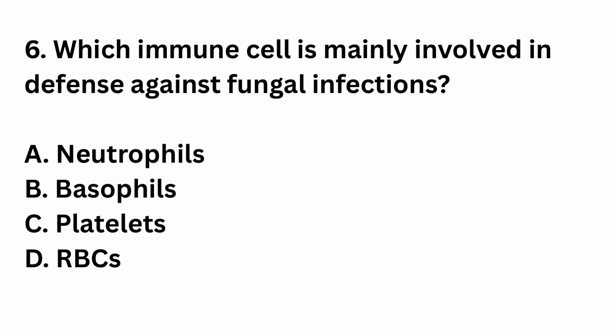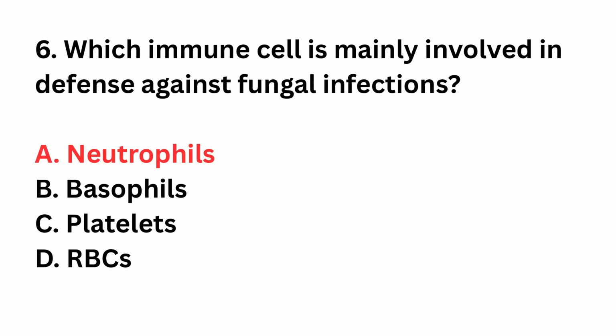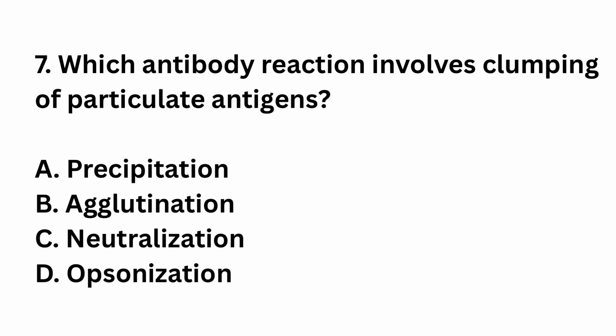Question number 6. Which immune cell is mainly involved in defense against fungal infections? Neutrophils, basophils, platelets, red blood cells. The right answer is option A, neutrophils. Neutrophils are crucial for killing fungi. Deficiency increases fungal susceptibility.